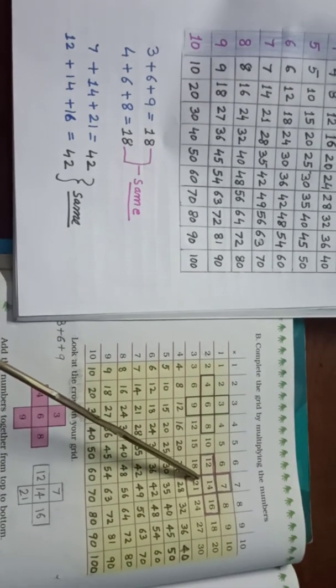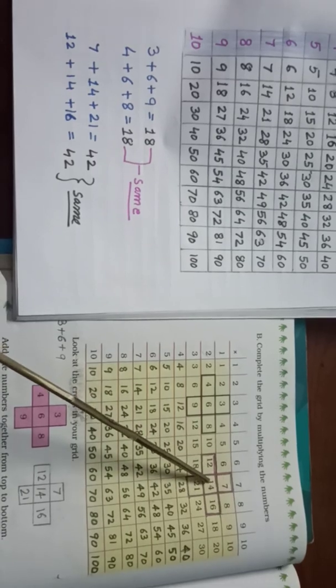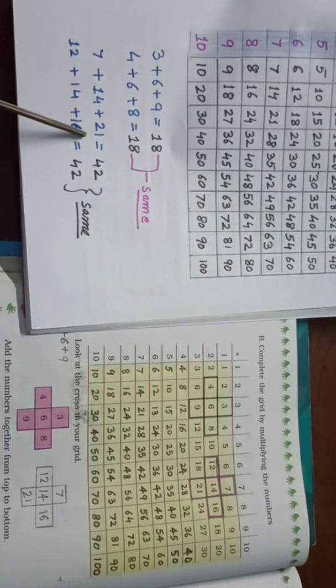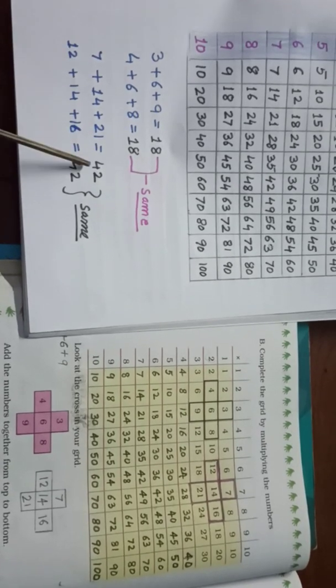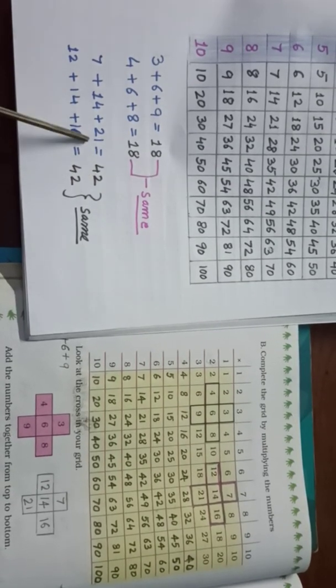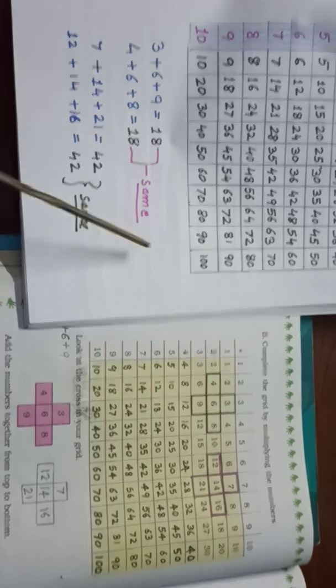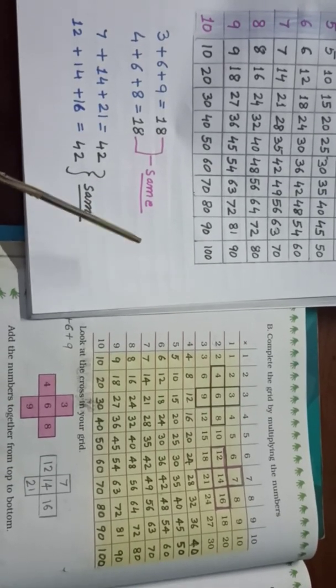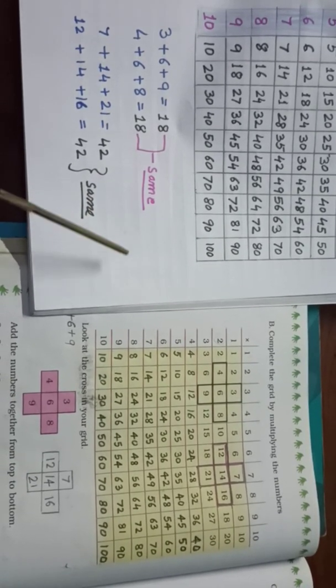Okay. First we add 7, 14 and 21. Here, when we add these 3 numbers, we get 42. Children, you can arrange the numbers vertically and add them in rough. Okay.